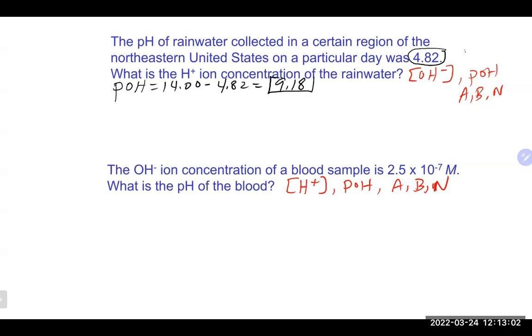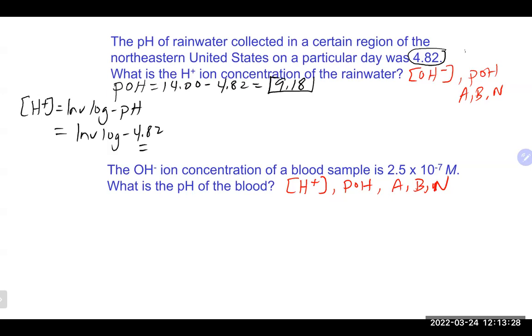As well, you could have just opened up with getting the H plus concentration. The H plus concentration is equal to the inverse log of the minus pH. That would be the inverse log of the minus 4.82. And that would get you, on your calculator, probably a 10 and a caret.